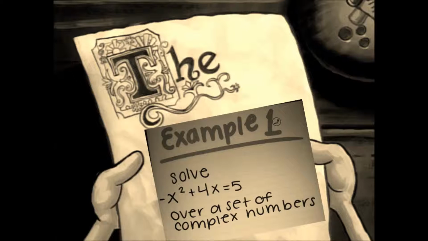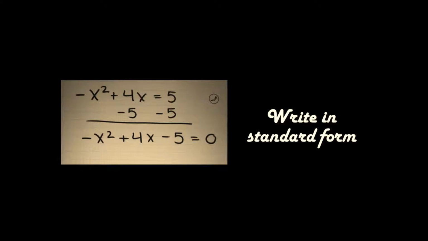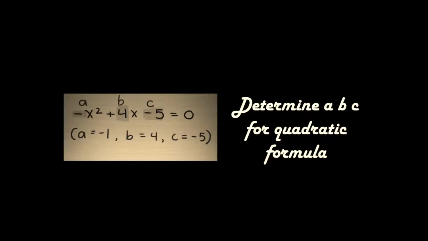Example 1. Solve negative x squared plus 4x equals 5 over a set of complex numbers. Write in standard form by subtracting 5 from each side. The standard form is negative x squared plus 4x minus 5 is equal to 0. Determine the variables that you're going to plug into the quadratic equation. a equals negative 1, b equals 4, and c equals negative 5.